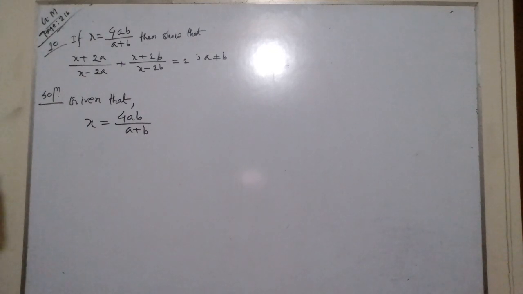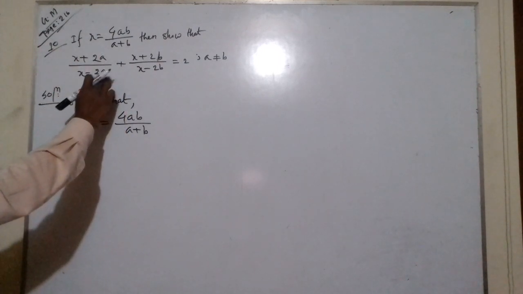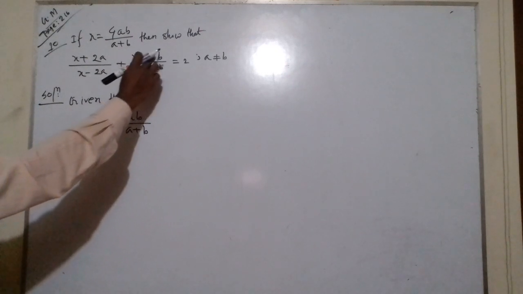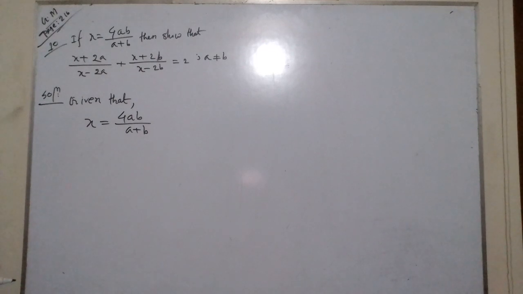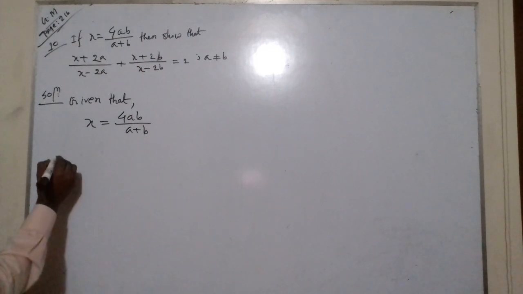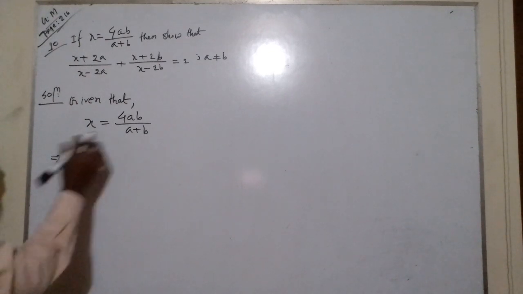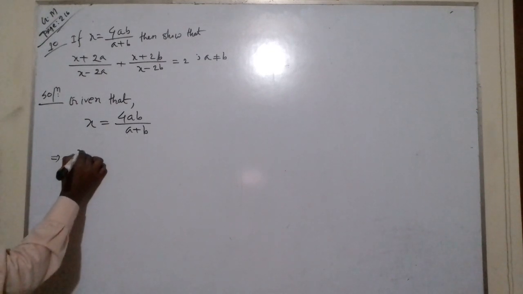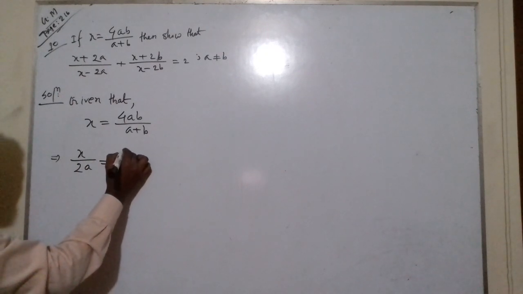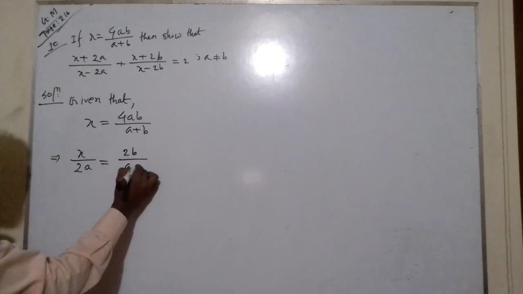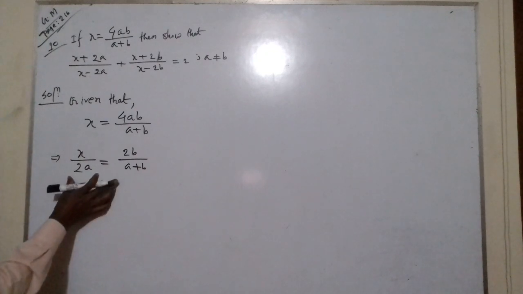Now finding the value of x plus 2a divided by x minus 2a plus x plus 2b divided by x minus 2b from the given value. So we can write, if we divide 2a on both sides of this equation, x divided by 2a equal to 2b into a plus 2b divided by a plus b, dividing 2a on both sides.